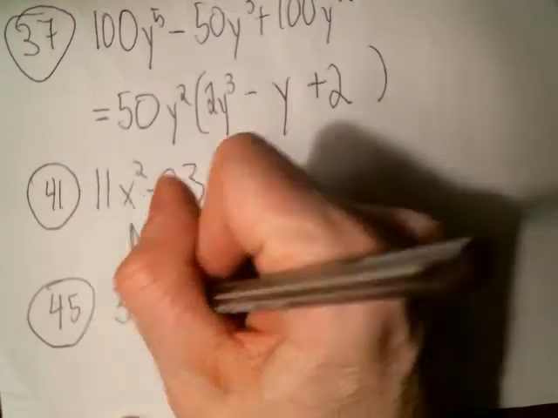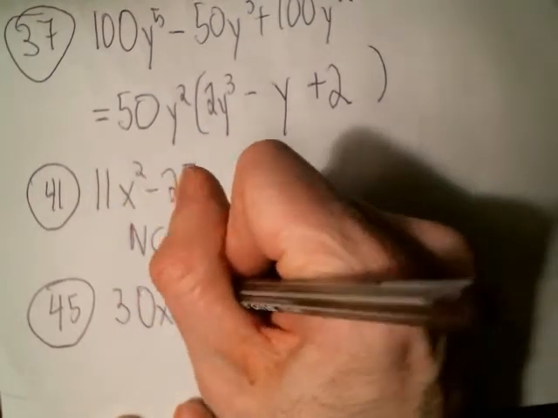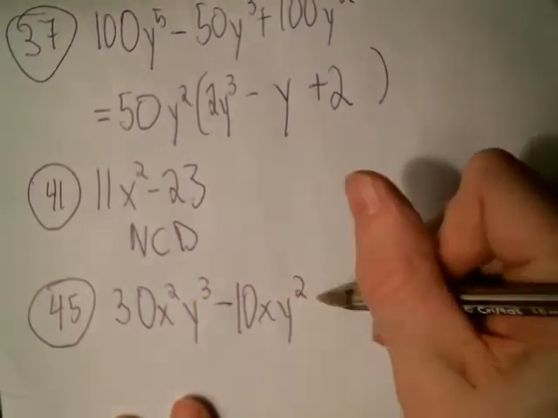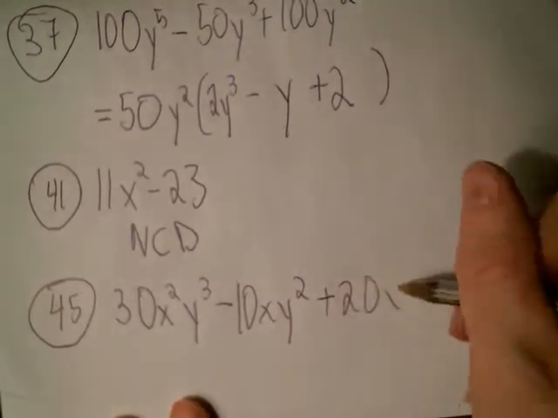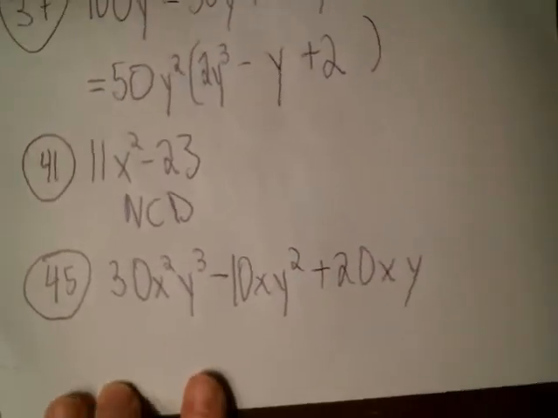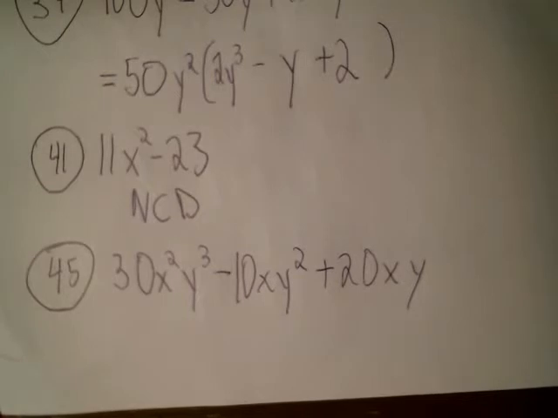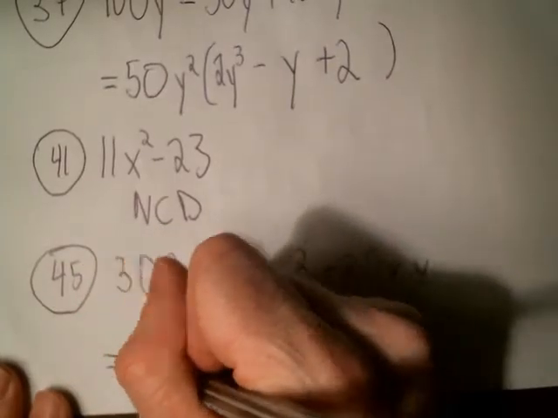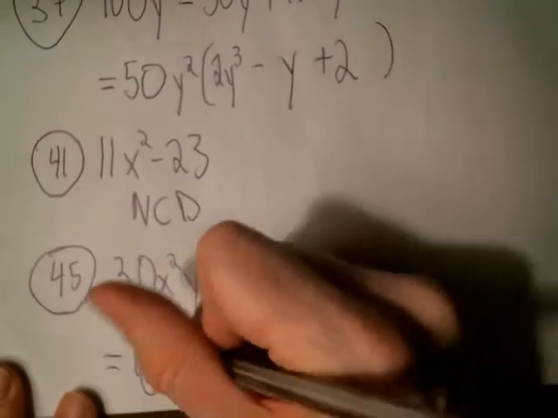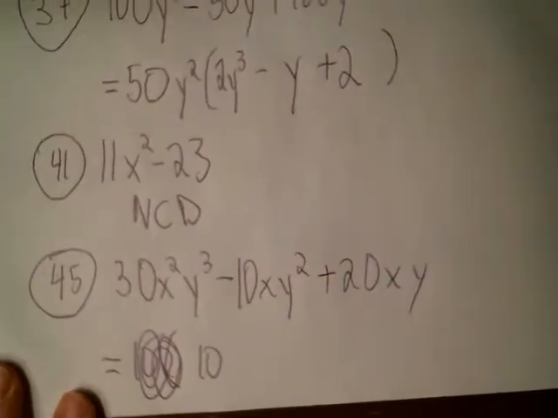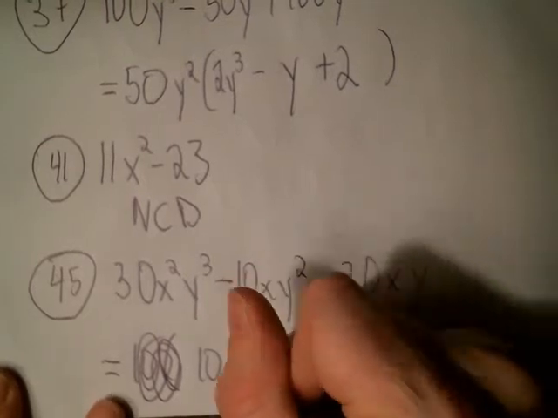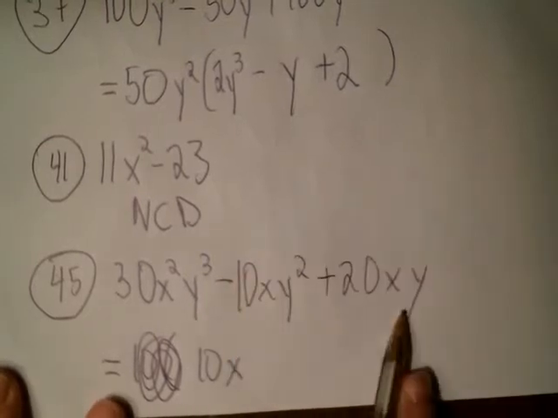All right, so 45 is 30x squared y cubed minus 10xy squared, and then plus 20xy. Again, we're looking for something that will divide all 3 numbers. Here it looks like 10 will divide all 3, and it's the biggest number that does that. Then I need my variables. It looks like each one has a factor of x, and then each one has a factor of y.